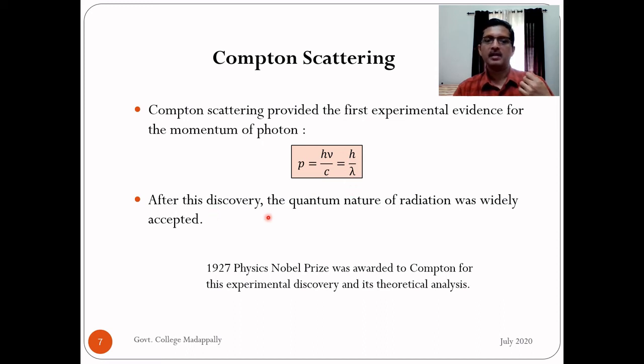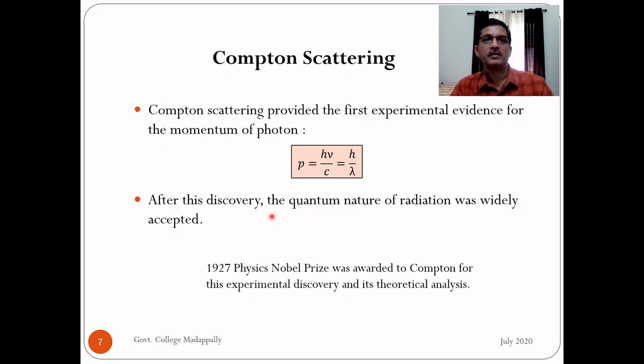Okay, after this discovery, the quantum nature of radiation was widely accepted. We have seen that when Einstein first proposed the quantum theory of radiation, that electromagnetic radiation is like a beam of energy quanta or photons, that was in 1905 in his explanation of photoelectric effect. But then no major physicist accepted Einstein's explanation, because the idea that electromagnetic radiation or light is an electromagnetic wave was widely accepted at that time. Maxwell's theory was widely accepted at that time. So there was a very high resistance against Einstein's idea.